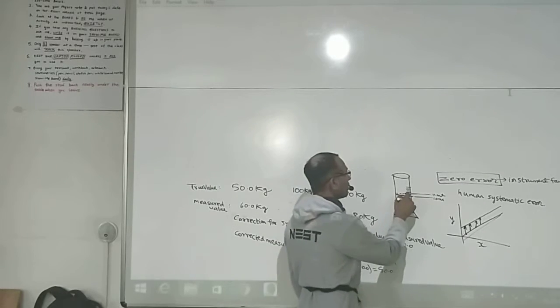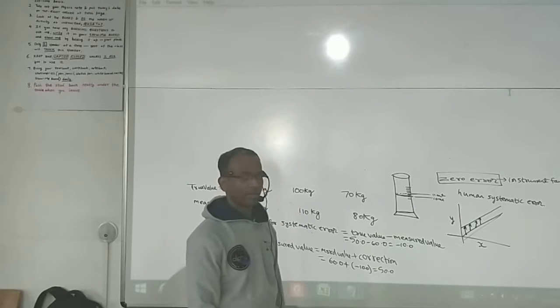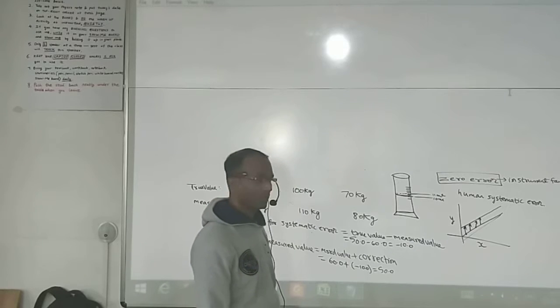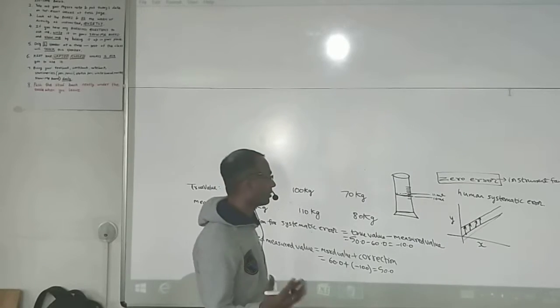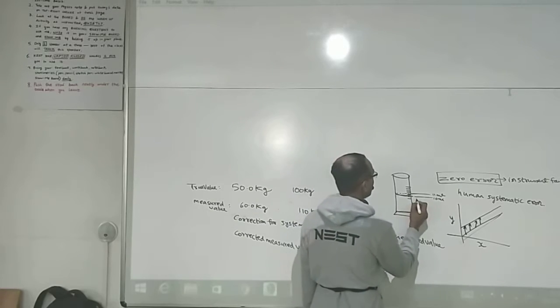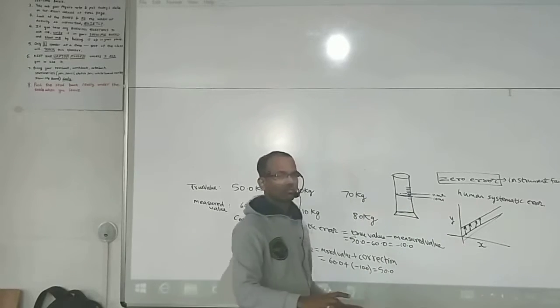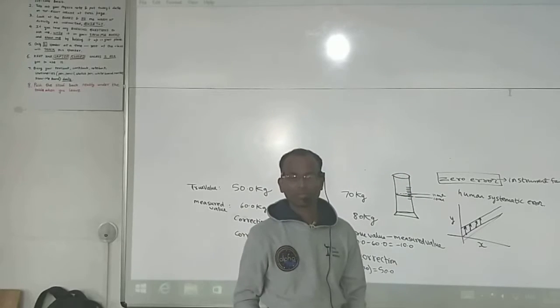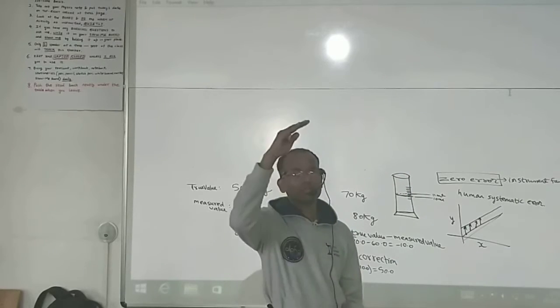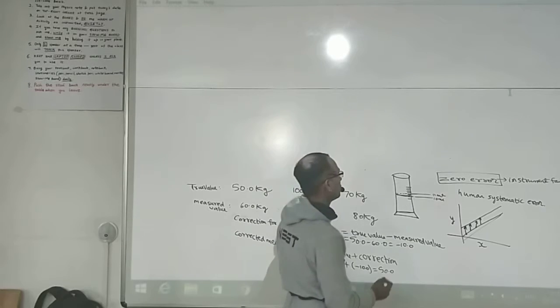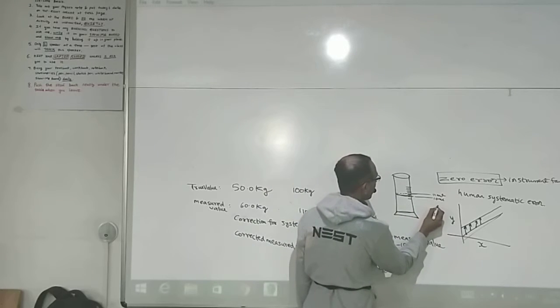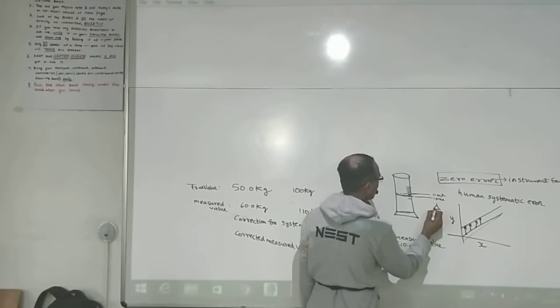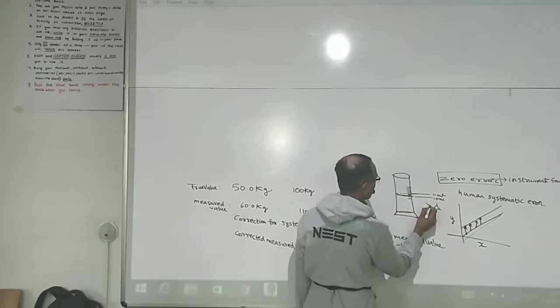One more way of creating human systematic error is if you kept the beaker on top of a stool and did the measurements. So it was not at eye level, it was above eye level. So from your eyesight, you will see like this.